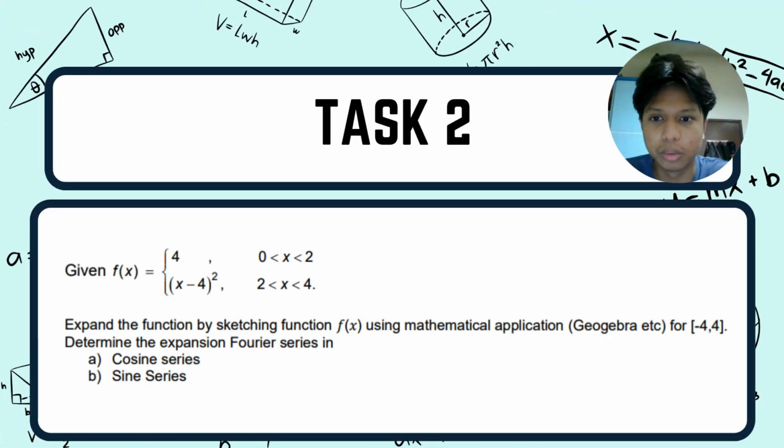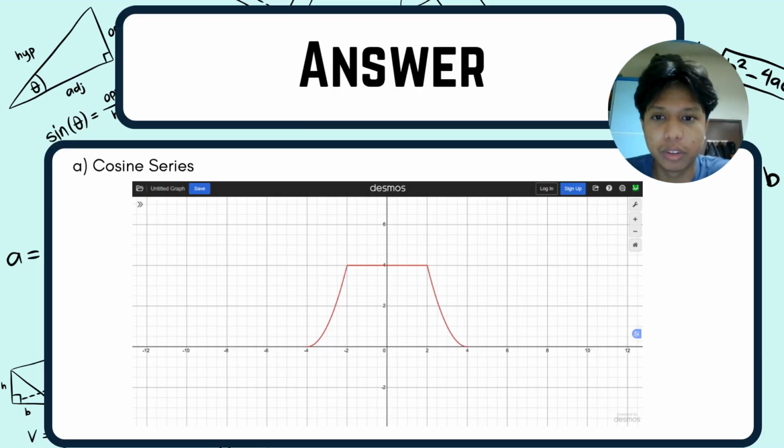Okay, next is task 2, given f(x). We are asked to expand the function by sketching f(x) using a mathematical application like GeoGebra or anything else for the interval from -4 to 4. It also asks us to determine the expansion of the Fourier series in cosine and sine series. So this is the graph for the cosine series, interval from -4 to 4.